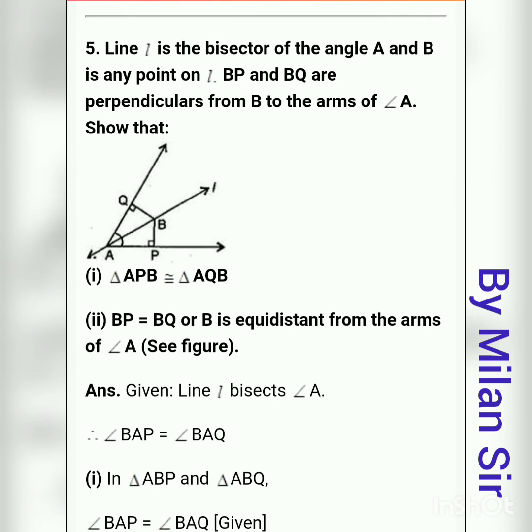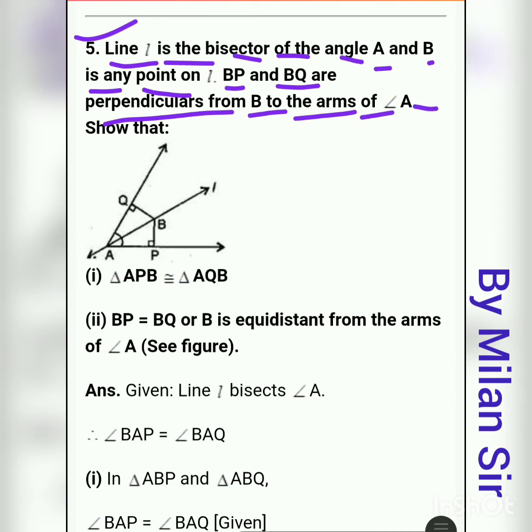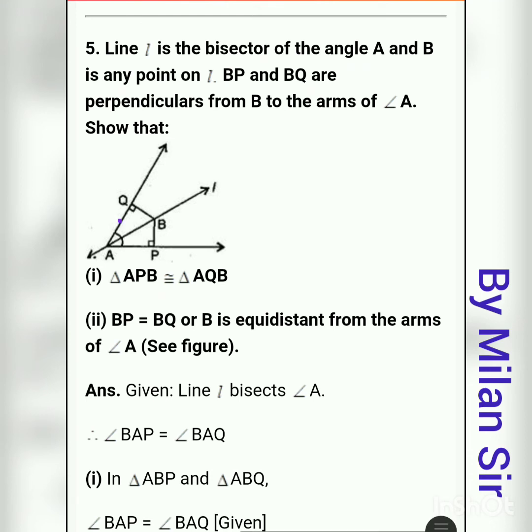After that, question number 5. Line L is the bisector of the angle A and B is any point on the L. BP and BQ are perpendiculars from B to the arms of angle A. Show that triangle APB is congruent to triangle AQB. That means these two triangles are congruent, that we need to prove here, and from that we need to prove BP is equal to BQ, or B is equidistant from the arms of angle A. Both the things are equal.